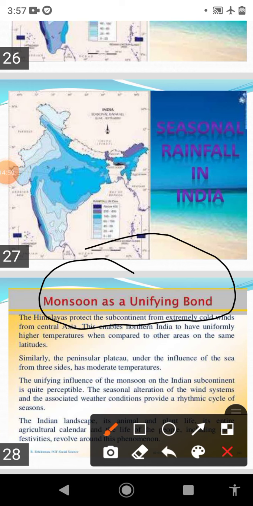The life of the Indian people, including agricultural activity, revolves around the monsoon. India is an agricultural land. Monsoon plays an important role in agricultural production. Despite climatic contrasts and variations from region to region, the monsoon provides a rhythmic cycle of seasons year after year. So this is all about the chapter, and the remaining parts we will discuss in the next video.